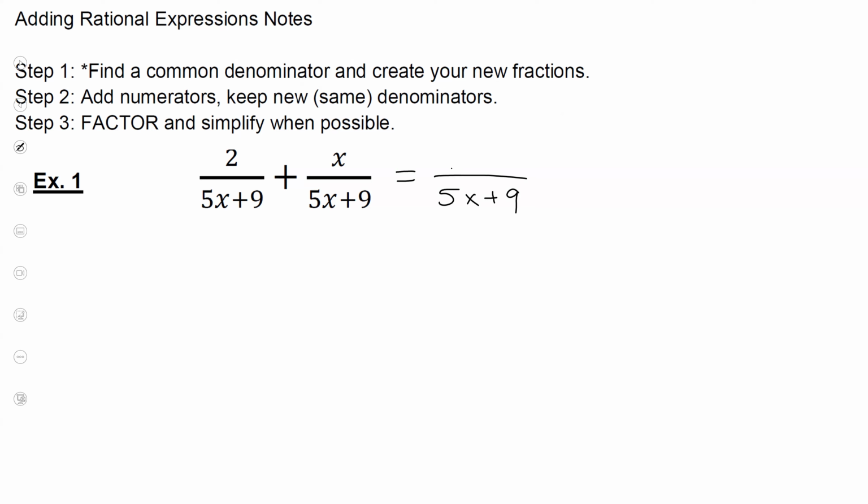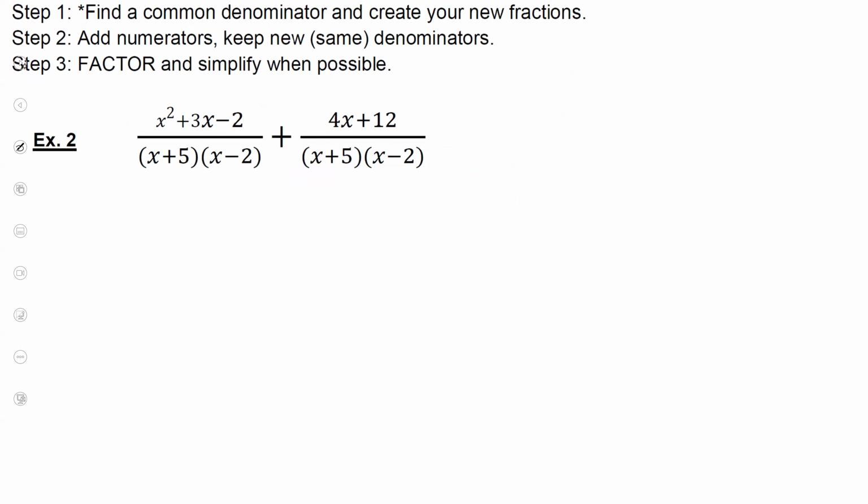2 plus x is just 2 plus x. They do not combine. That's the answer. Next. Are the denominators the same? Perfect. So we're going to keep them the same. I'm just going to copy down the denominator again. Whenever you have the same denominator, you can add the numerators together. So I have an x squared. So I'm just going to write x squared.